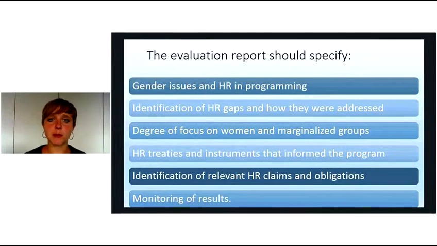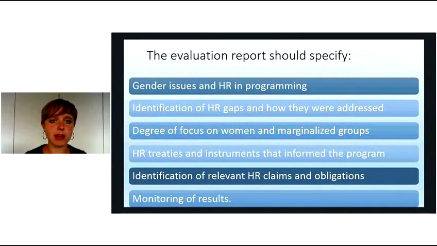Next, were human rights gaps identified and addressed in the program? Did the program pay attention to the effects on women and marginalized groups? Was it informed by any human rights treaties or instruments? To what extent did the program identify the relevant human rights claims and obligations involved? And finally, how did the program monitor and view results within a rights framework? Again, all of this comes down to describing the various human rights and gender responsive elements that were incorporated into the program being evaluated.